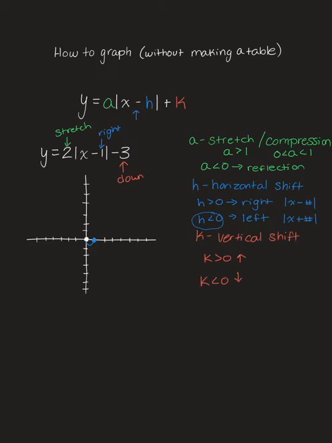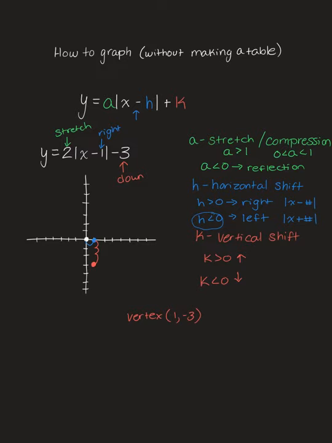Okay. Now I know that this vertex is going to move down 3. So I take that one, 1, 2, 3, and I'm going to put it right there. Okay, so your vertex now is at 1, -3.